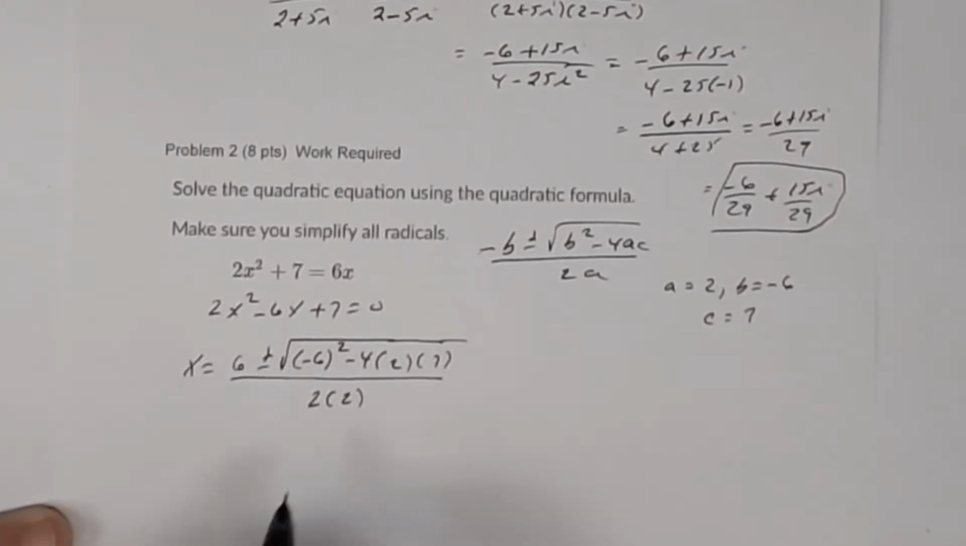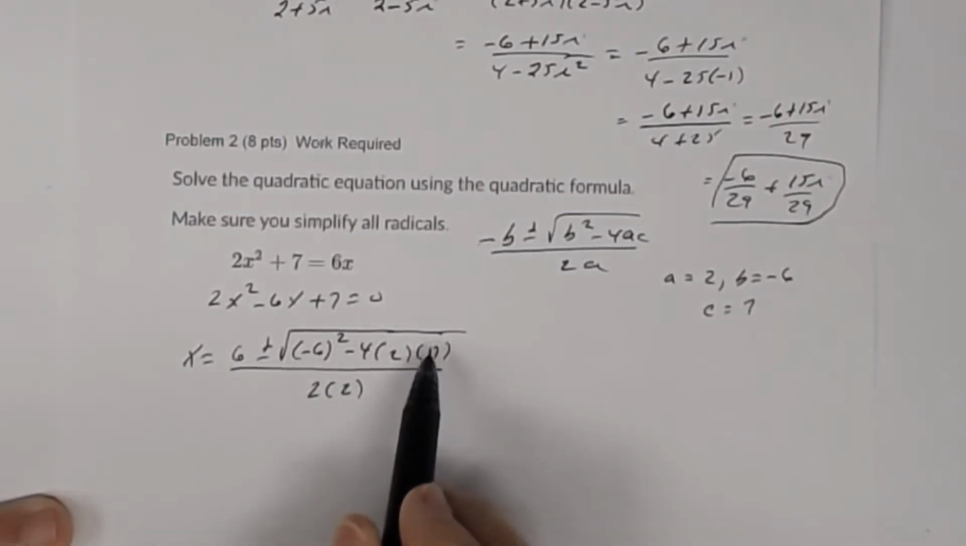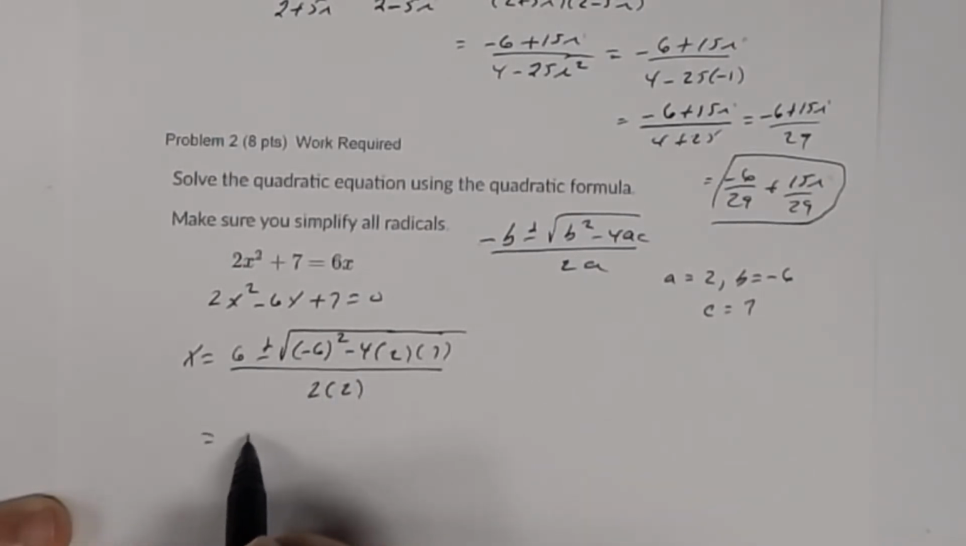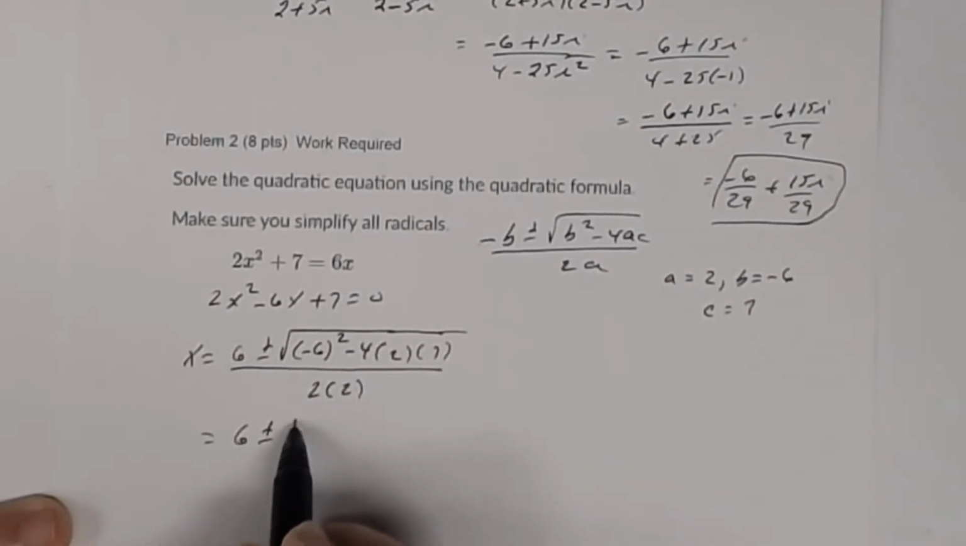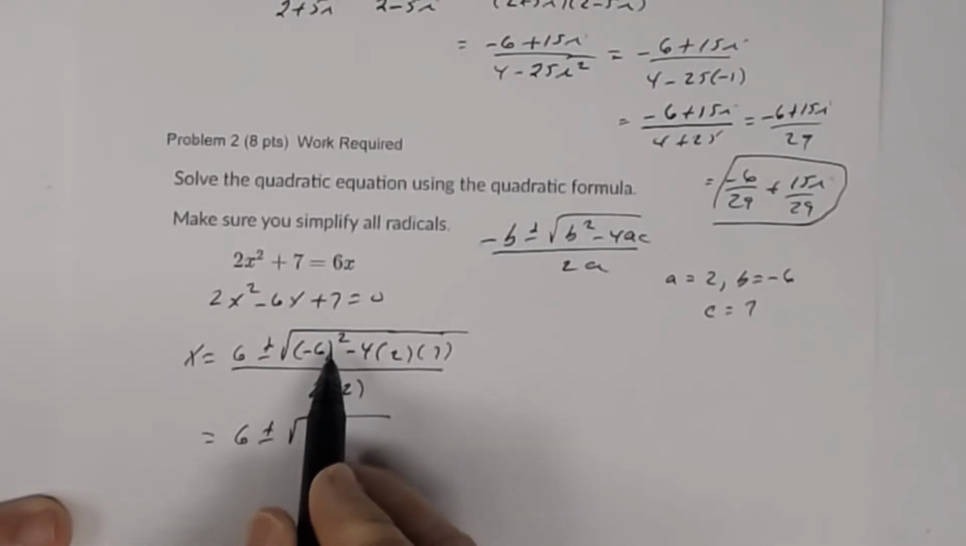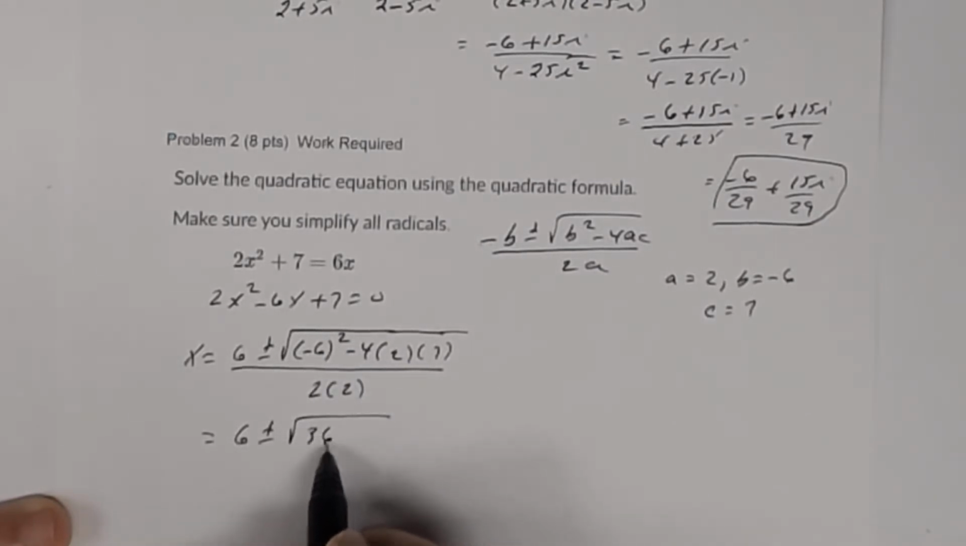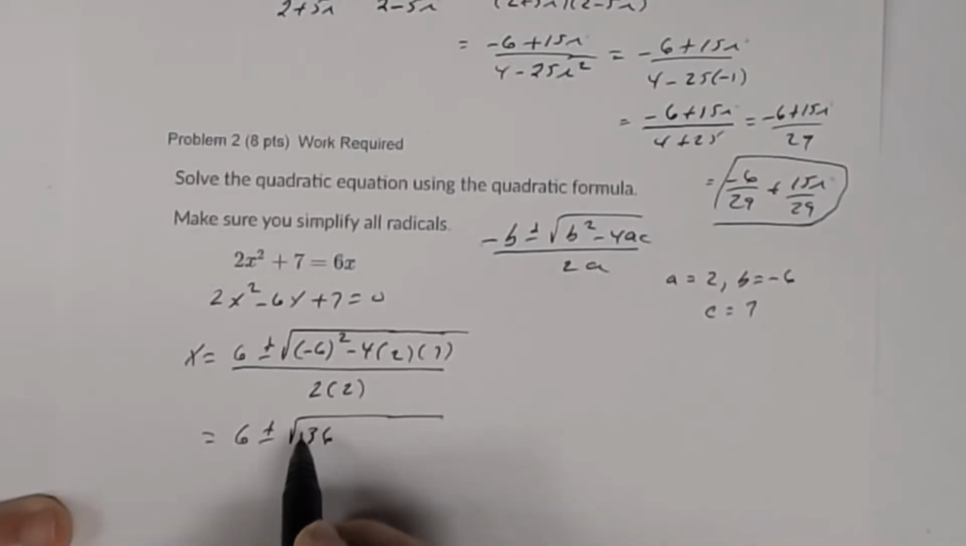So simplifying the radicand, remember that's the discriminant, but it's also called the radicand. We get 6 plus or minus the square root of negative 6 times itself. Remember, negative 6 in parentheses squared means negative 6 times itself, which is a positive 36. So that should always be positive or 0. That b squared should never be negative.